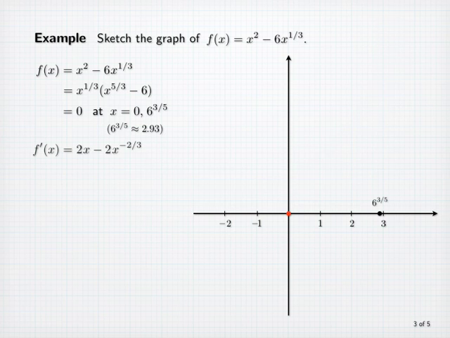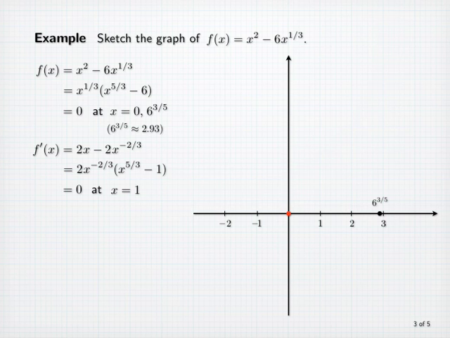Now let's find the first derivative. By the power rule, it's 2x minus 2 times x to the minus 2/3 power. Here, let's factor 2 times x to the minus 2/3 power from both terms, revealing a second factor, x to the 5/3 power minus 1. So we see that the derivative is undefined at 0, and it's equal to 0 at x equal to 1. Since the function is defined at 0, 0 is a critical point, as well as x equals 1.